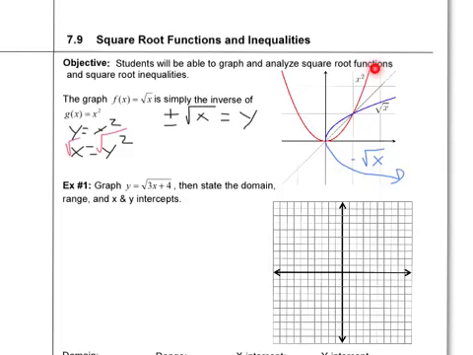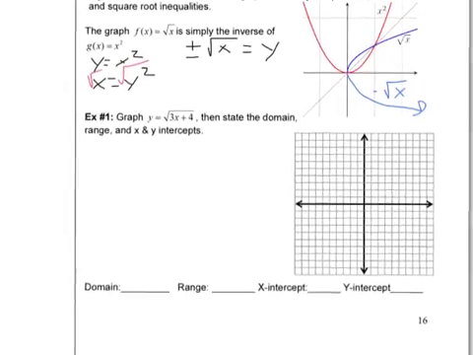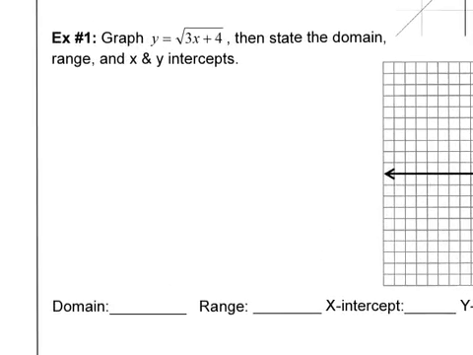Okay, so how do we graph something like this? Well, the very first thing we do when we get an equation like this is we want to figure out the domain. And we do that by saying, what can this not be? Well, we can't really have a negative underneath here. I mean, we know imaginary numbers can be underneath there, but we can't graph imaginary numbers. So when would this stop working? Well, it's whenever 3x plus 4 is no longer greater than or equal to 0, right?